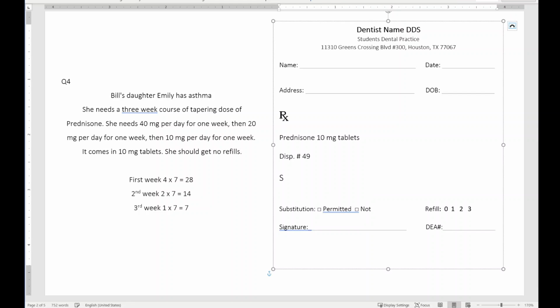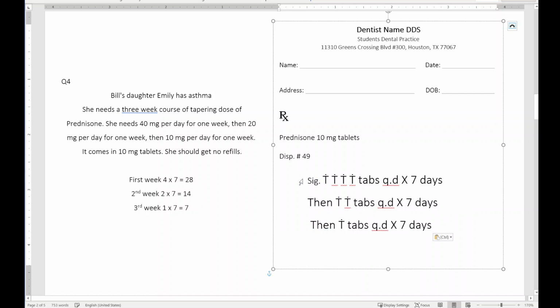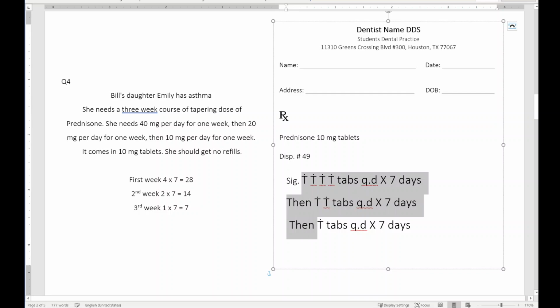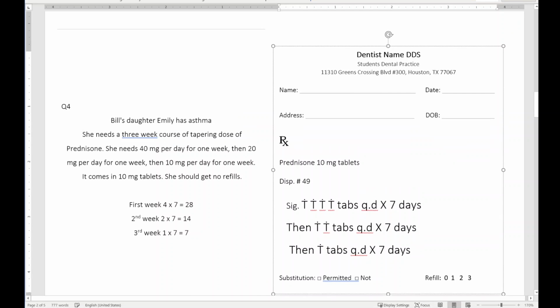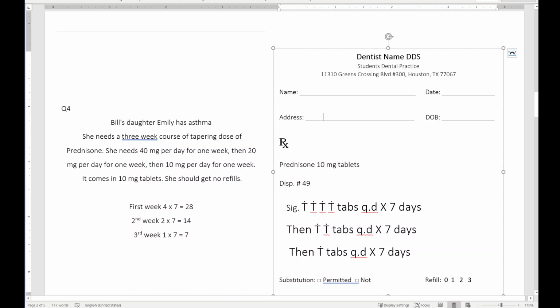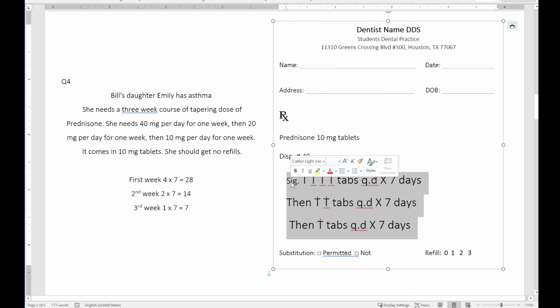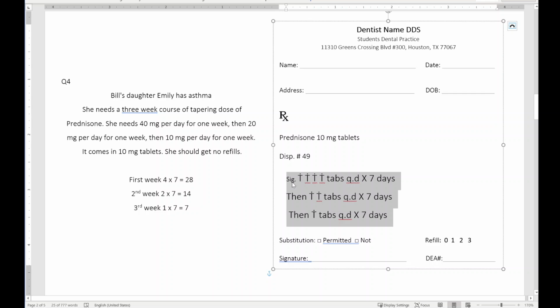So the way that we write that in the signature, and again, most probably we're never going to do this at all, but just to play with this, so you can see that is how much we need to get. Let's get that smaller. So first week, we have 4 tabs each day for 7 days. And then 2 tabs each day, QD, for 7 days. And then 1 tab. And then we said no refill, so it would be no refill.